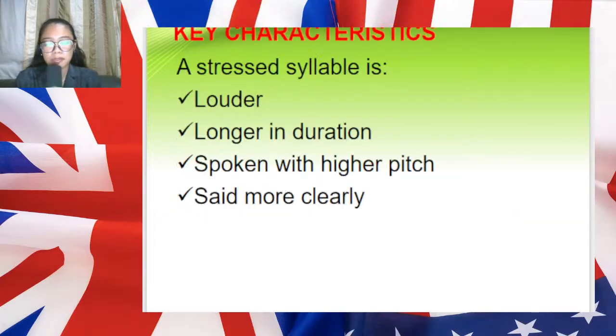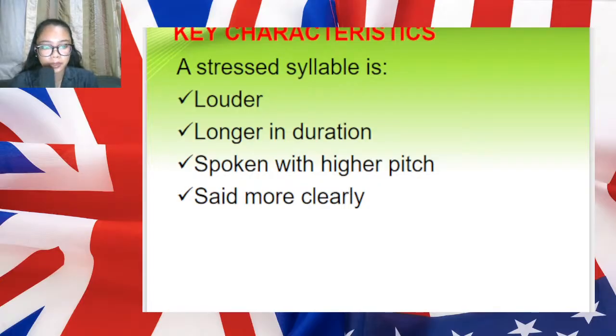Let's try to look into the key characteristics of a stressed syllable. Because we already know what syllables are and how to count them, it's really time to understand what makes one syllable stand out more than the others. In English, that's what we call the stressed syllable, and it has four key characteristics. Let's go through each one.